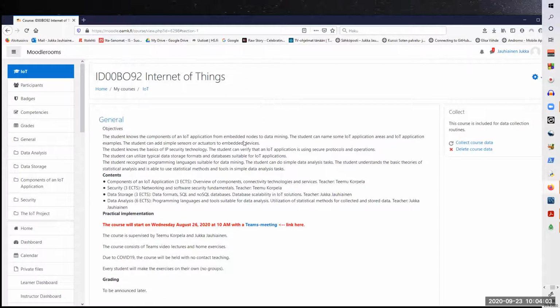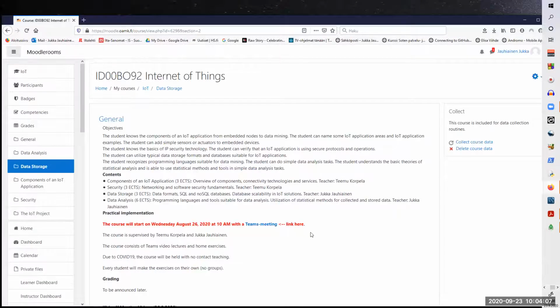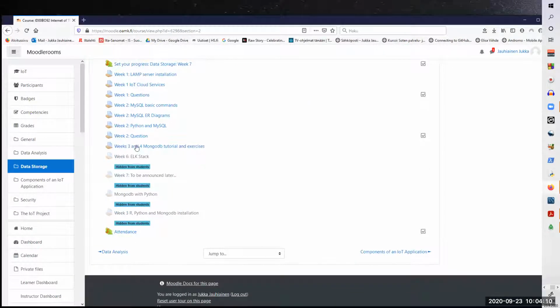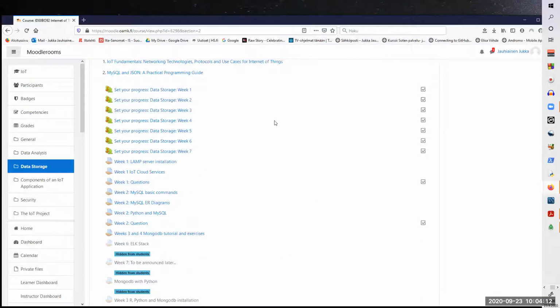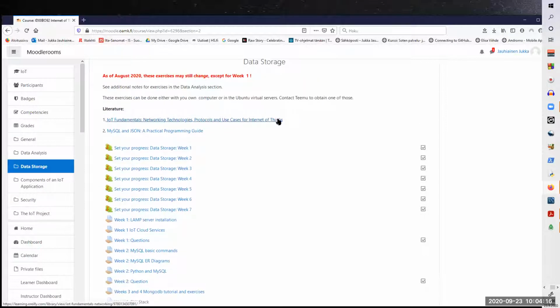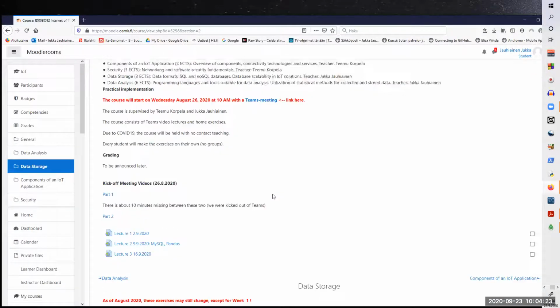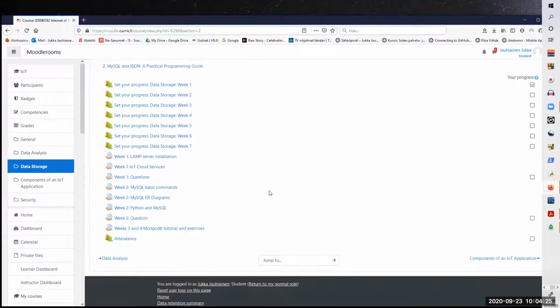But before going to data analysis, just a few words about the data storage. I will publish the rest of the exercises at some point. Those are the old ones. Let's go to student role. So there are still a few more weeks to come here.